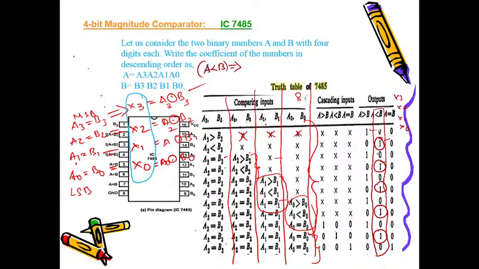don't mark all these things in your exam paper. This is for your reference while teaching and doing it. So it is high when, you just observe, when A3 is lesser than B3. A3 is lesser than B3, that means what? Here high and low is what?